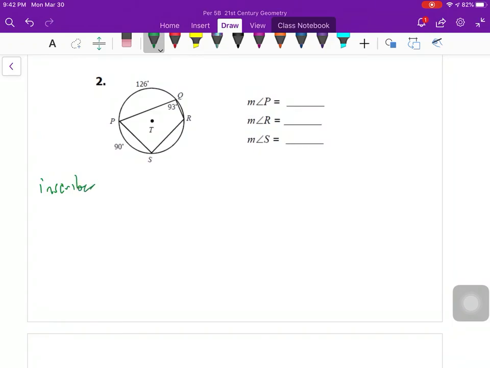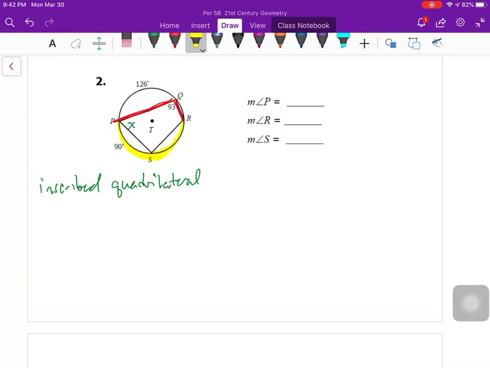Let's take a look at another problem. This is another one with an inscribed quadrilateral. So I'm looking for angle P. I'm looking for this one over here. Now, that's a little bit harder because they haven't really given us enough information. I think what we need to do is we need to find the other arcs first. And let's begin by considering this angle right here.